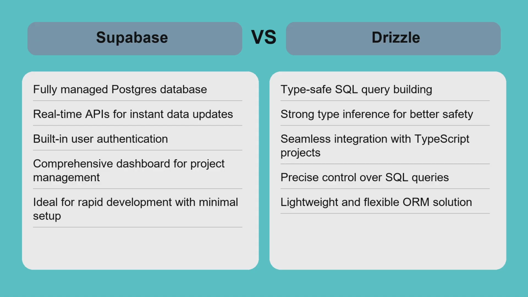For example, if you want a quick backend with minimal setup, Supabase excels. If you prefer building custom backends with precise database control and type safety, Drizzle is a better fit. The trade-off is between an integrated service and a modular, code-centric approach.